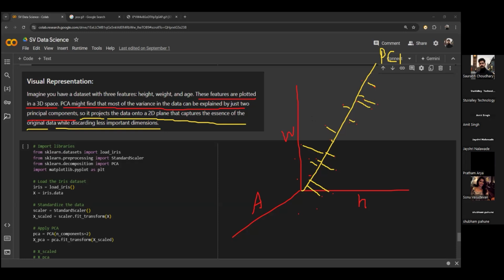Okay, so you can create one more PC which is perpendicular, at a right angle of 90 degrees, to this previous principal component. Now it is PC2. All the data which are now left, you can project over this line. This is how we capture all the data.